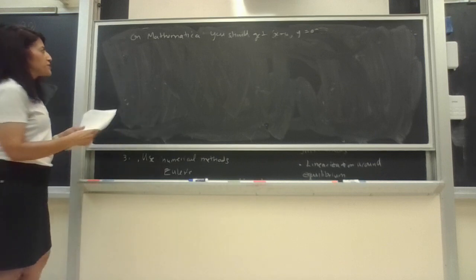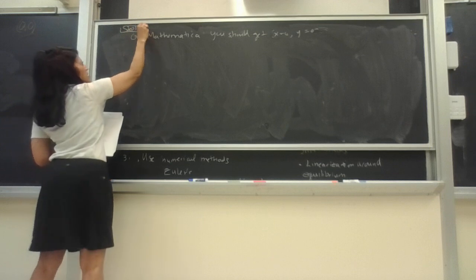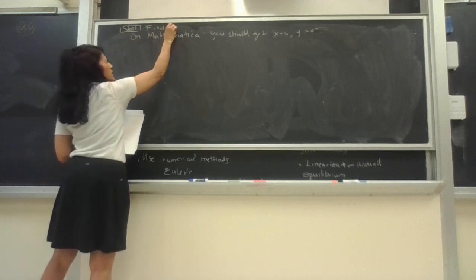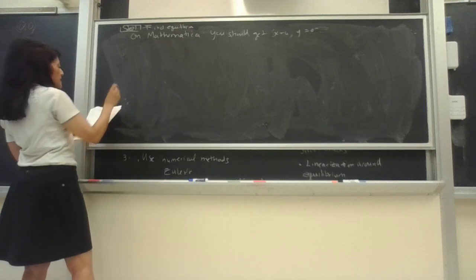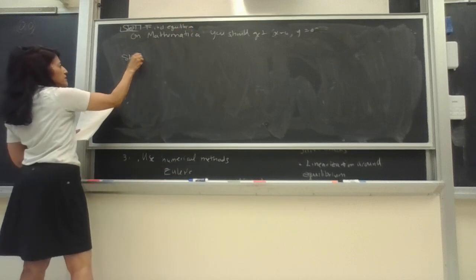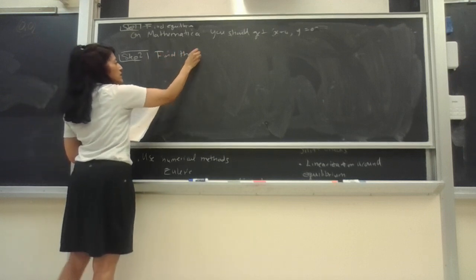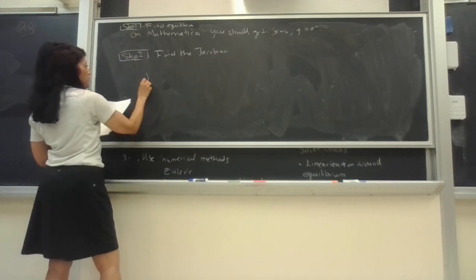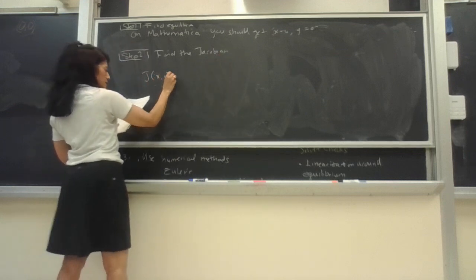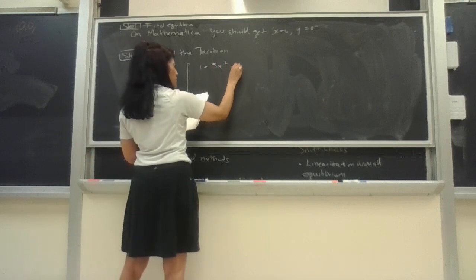Okay, so let's see. Step 2. That was step 1, find the equilibrium. There's only one. Step 2, find the Jacobian. Derivative of the first side. Everybody, I hope, knows power rule.